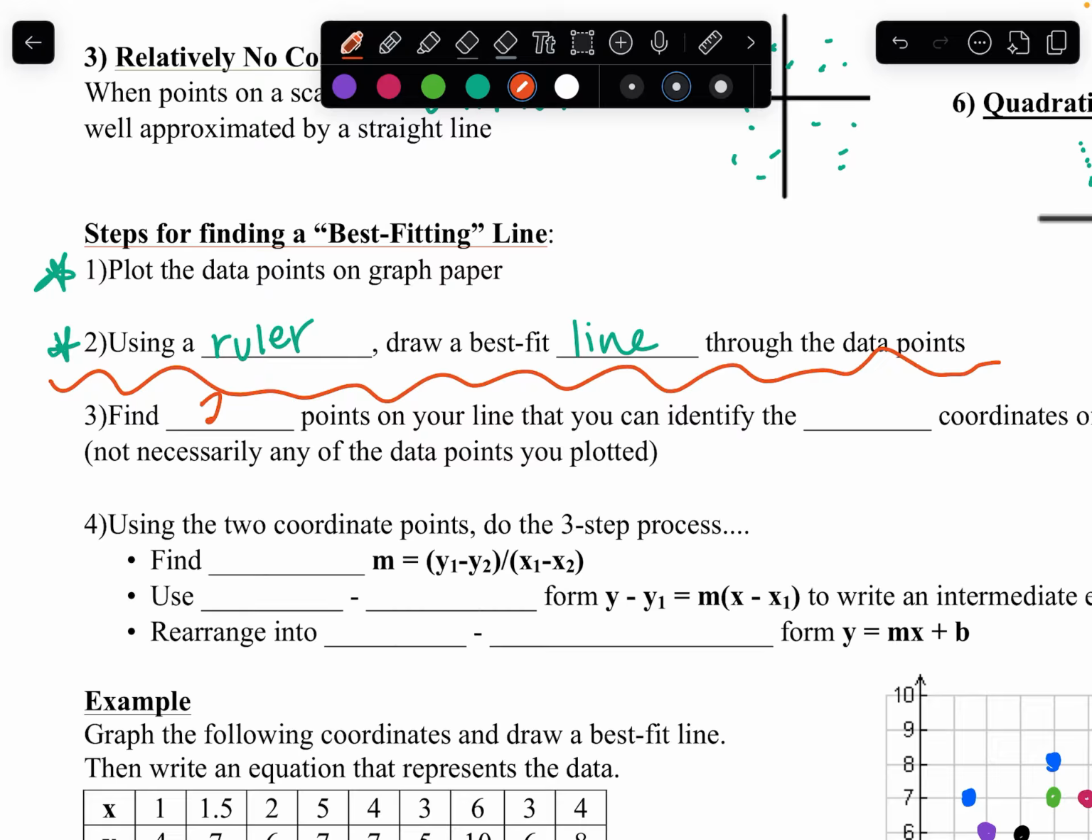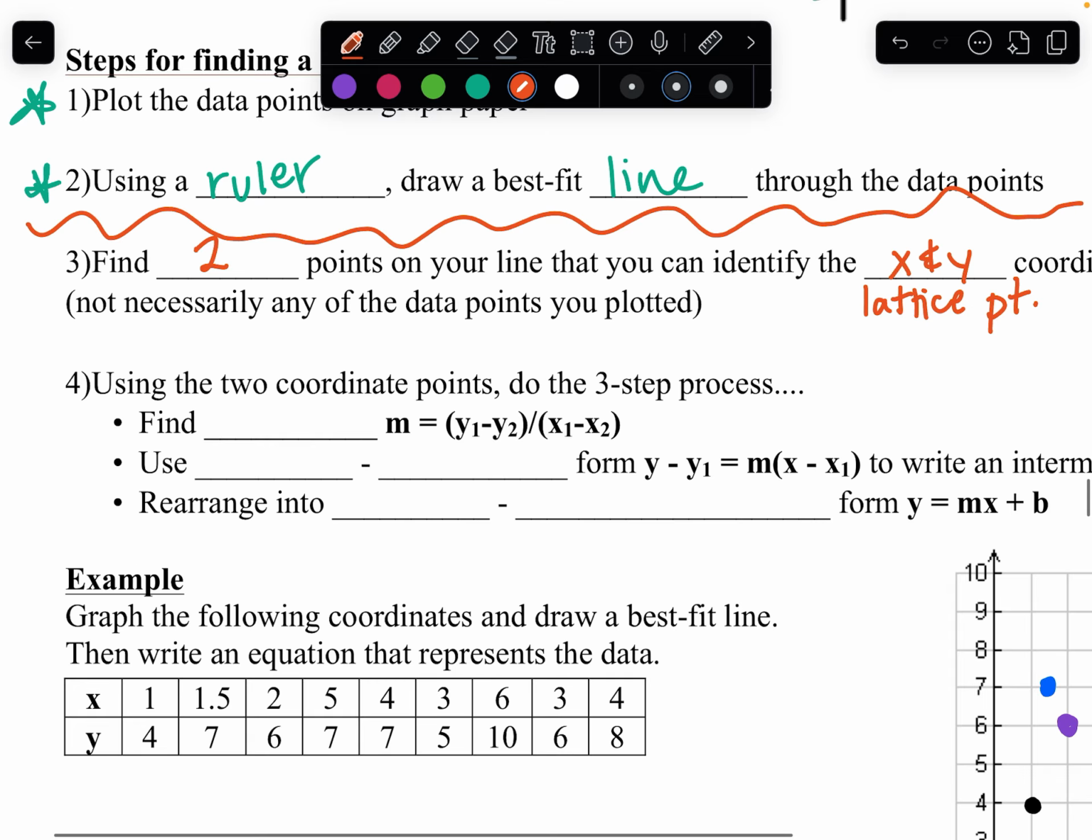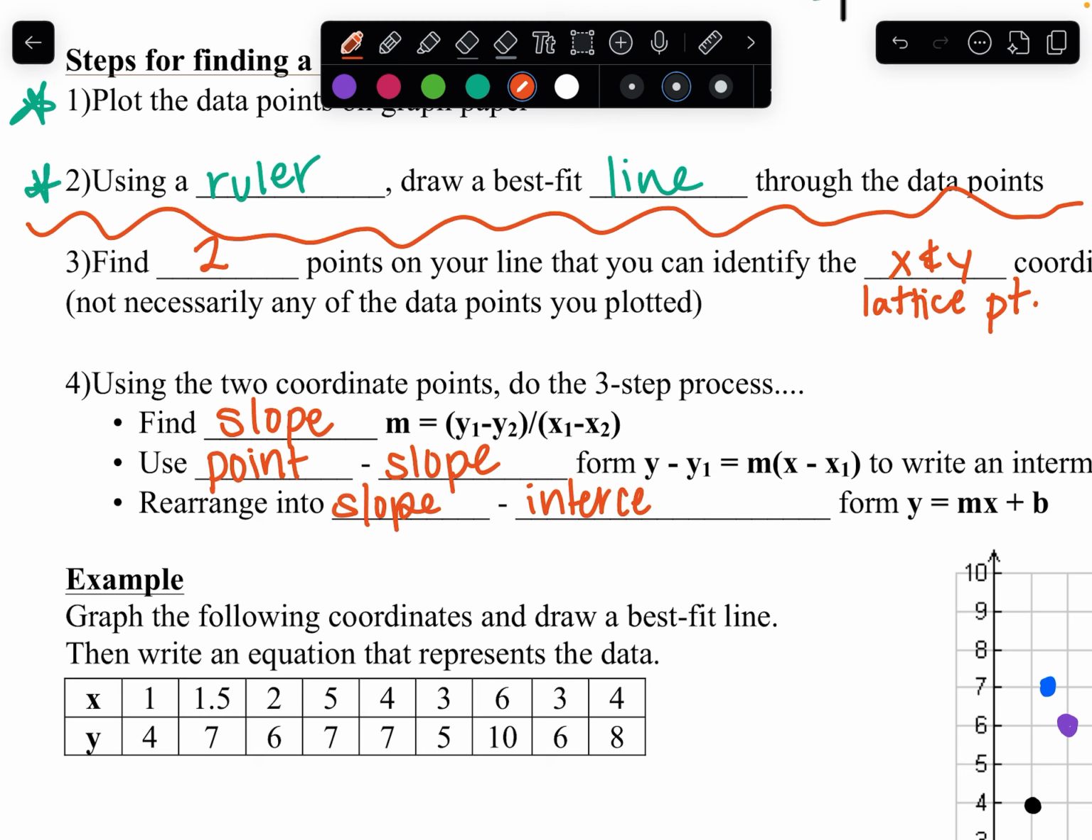So we find 2 points on your line that can identify X and Y coordinates. We're looking for a lattice point. Remember, that's where it crosses your graph nicely. And then using those 2 coordinate points, do the 3-step process. We find slope. Then we use point slope because we now have a point and a slope, to write the interim equation, and then we rearrange it into slope intercept form to get y equals mx plus b.